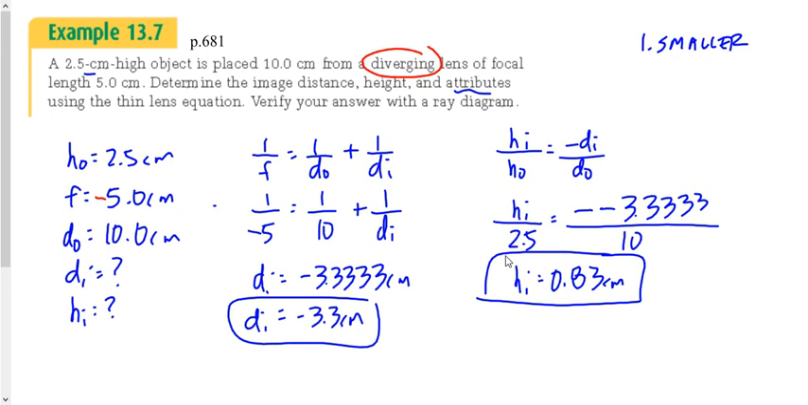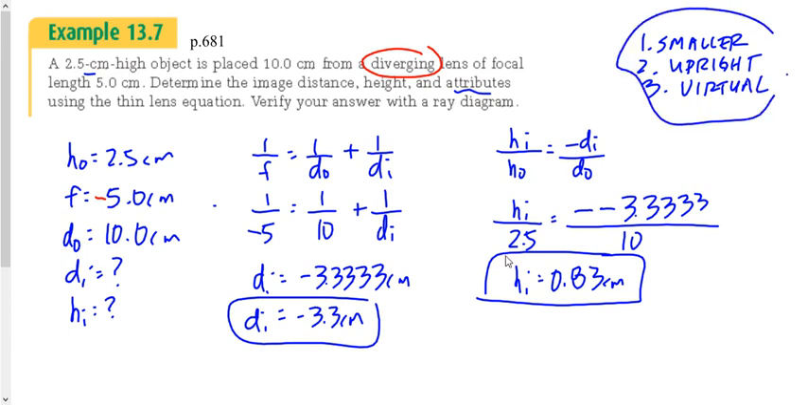Is it upright or inverted? The image height is positive, so it's upright. Is it real or virtual? The image distance is negative, so the image is virtual. Does that make sense? Good there?